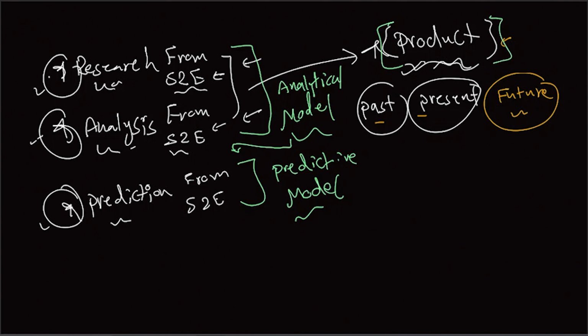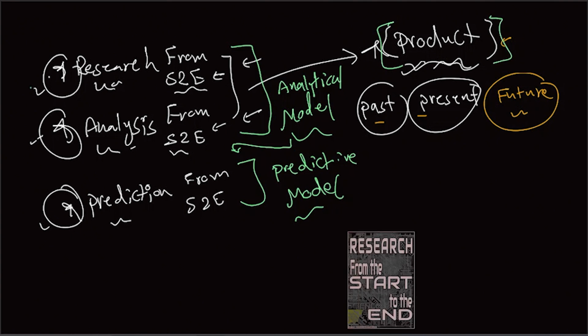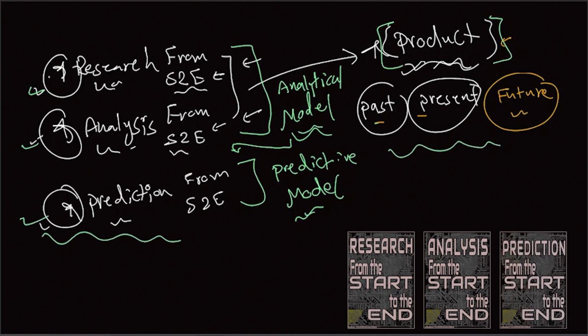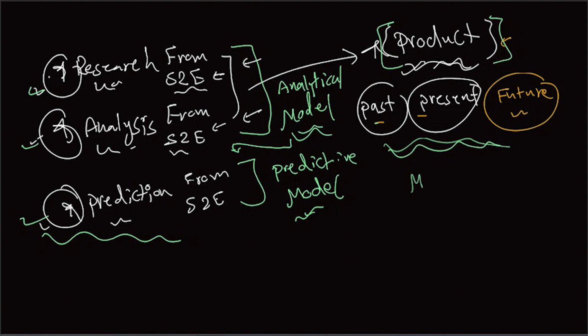And once you have a predictive model, you could easily say that my product is an intelligent product. So in the Big Bang of Data Science first edition, first we're going to be looking at research from the start to the end, then analysis from the start to the end, and finally prediction from the start to the end. Good. Up to this point, this model would have any form you would like to see.